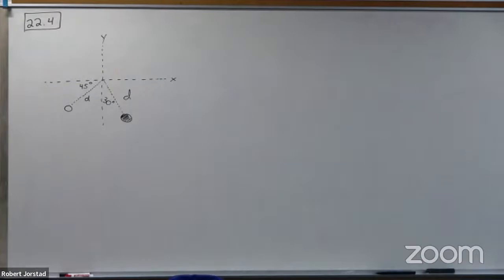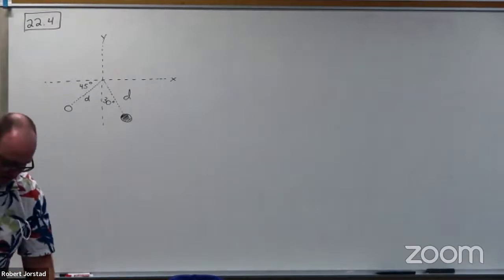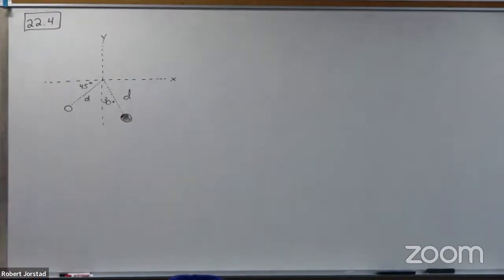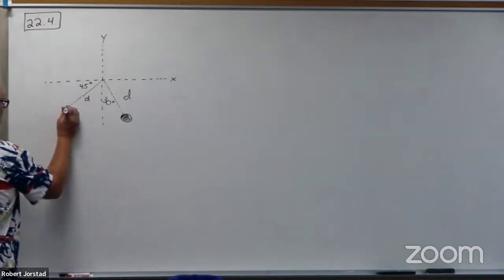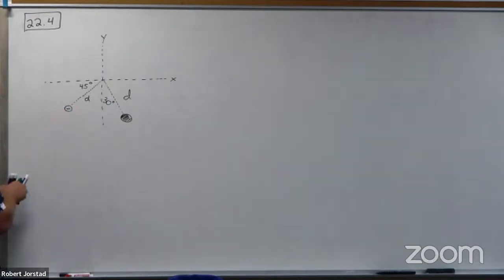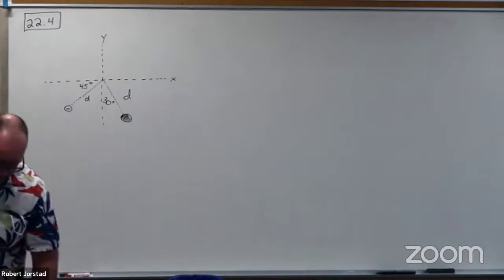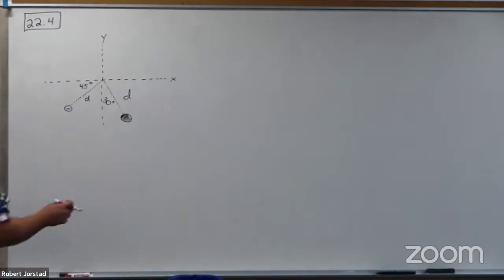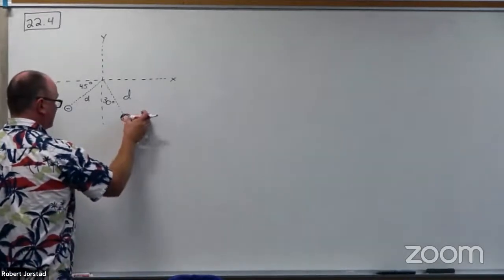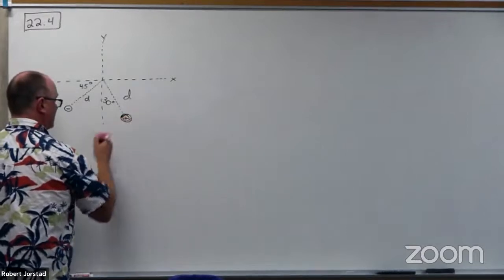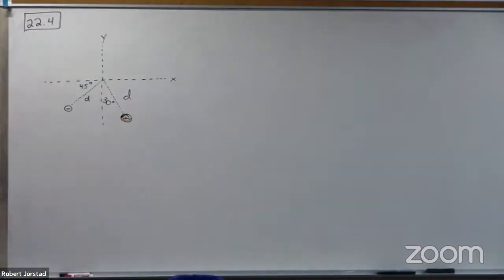The white charge is negative with unknown magnitude, Q. So this one is negative, and this one over here is positive. We've got a negative charge and a positive charge.